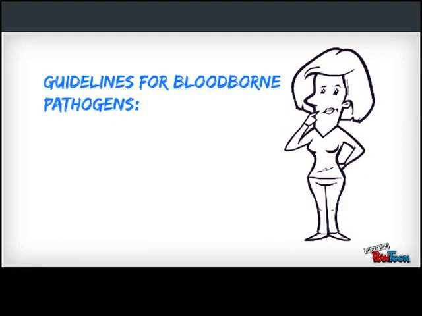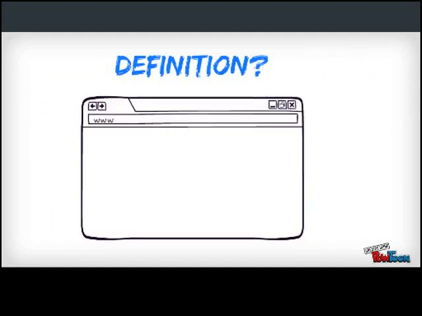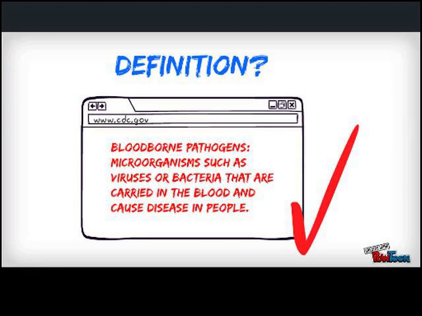No worries, Miss Smith. Keep yourself and others healthy by following the guidelines for bloodborne pathogens. Learn about the definition, examples of bloodborne diseases, use of personal protective equipment, and the Brenham ISD emergency procedures. What is a bloodborne pathogen? Let's look it up. According to the Centers for Disease Control, bloodborne pathogens are microorganisms such as viruses or bacteria that are carried in blood and cause diseases in people.